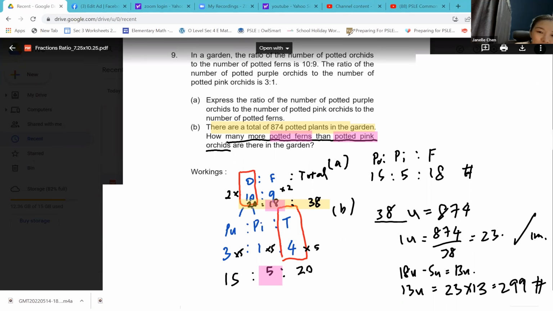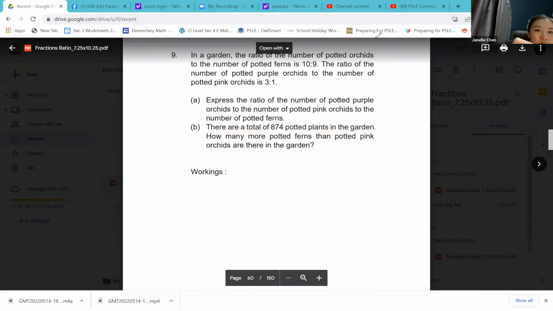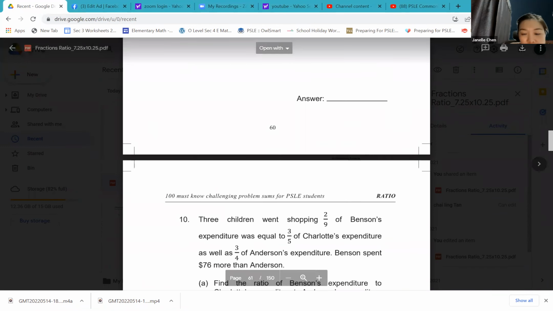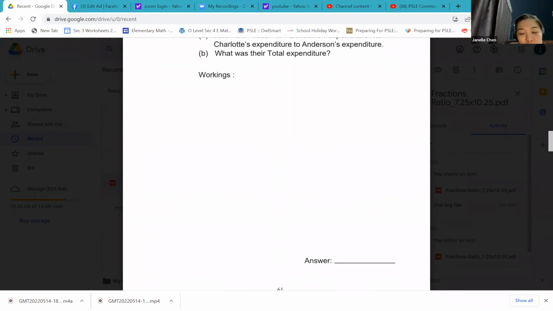This is considered a 4 marks question. I think A will be 1 mark and B will be 3 marks. It's considered not too tough. So if you actually have problem following this, please stay tuned or please join us for a holiday program for this upcoming June.